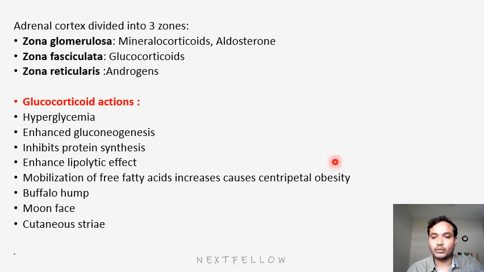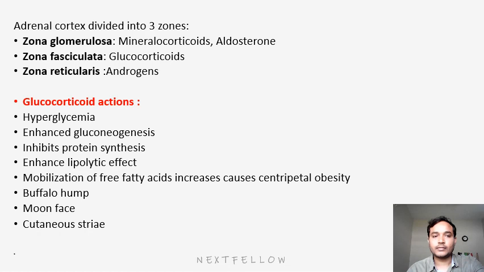In centripetal obesity, the patient will have features like buffalo hump, moon face, cutaneous striae. These three are clinical features of Cushing syndrome. Okay, so you have to remember, based on the features they will give the picture and they can ask what is this condition. So you have to remember.